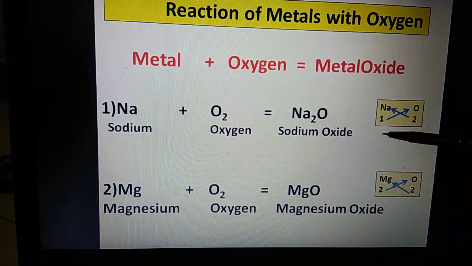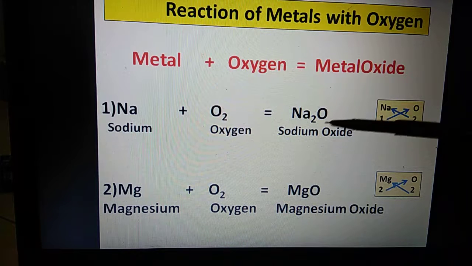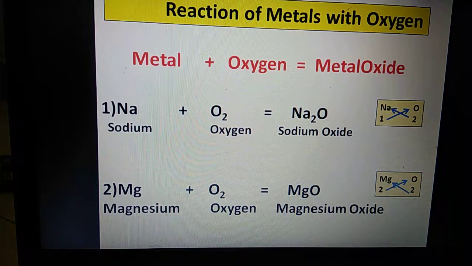Its valency is 1. We know that, yes, in that video we have seen. Oxygen's valency is 2. So I know that. So children, 2 gets multiplied here, 1 gets multiplied here, and we get Na2O. So this is the basic reaction for sodium reacting with oxygen.